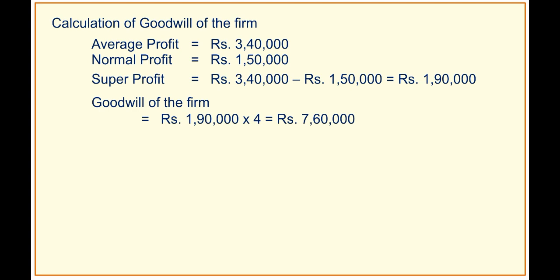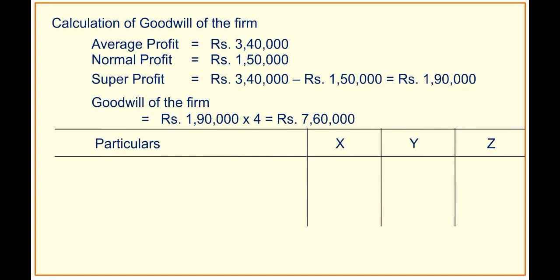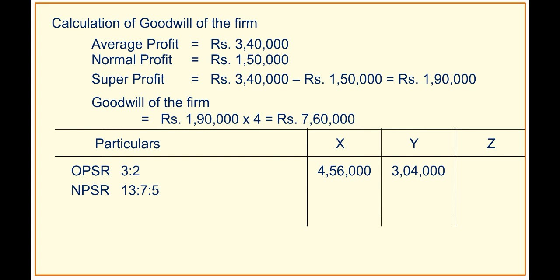But what we are going to do is we will just make a table with particulars X, Y, Z, and distribute this 7,60,000 in the old profit sharing ratio, that is 3 by 2. You will get 4,56,000 and 3,04,000. Then distribute the same amount 7,60,000 in the new profit sharing ratio, that is 13 is to 7 is to 5. So 7,60,000 into 13 by 25, into 7 by 25, into 5 by 25.